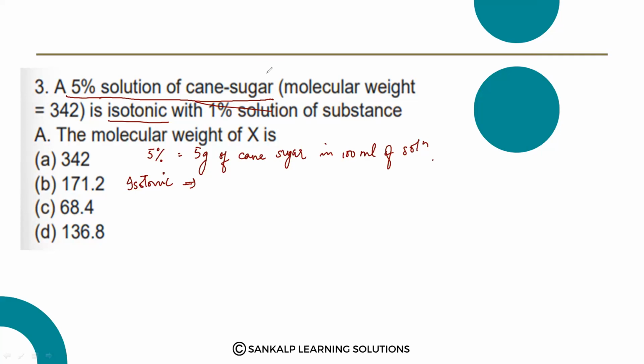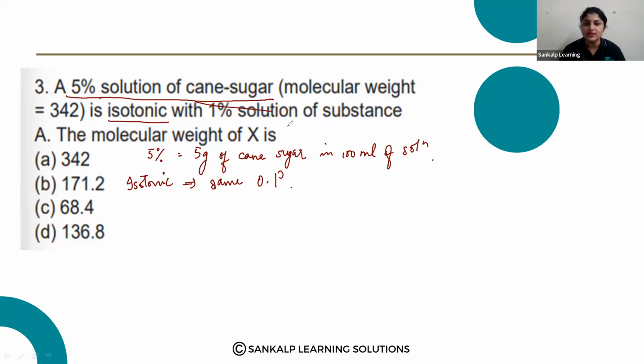If two solutions have the same osmotic pressure at a given temperature, they are said to be isotonic. So isotonic means they have the same osmotic pressure. Both solutions, with different concentrations, have the same osmotic pressure.